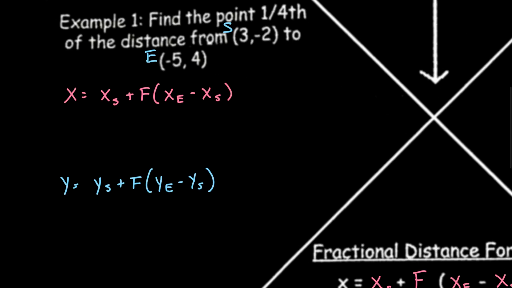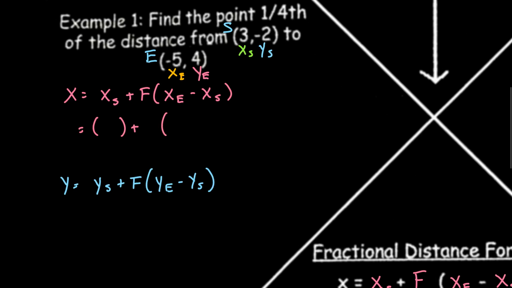So that 3 is our what? X at the start. And the -2 is the? Y at the start. The -5 is the? X at the end. Good. And the 4 is the? Y at the end. Wonderful. I'll make these different colors. So, we're looking for our what first here?